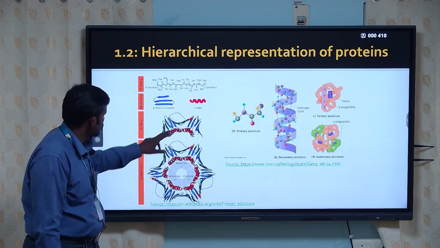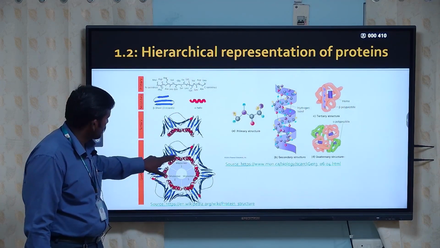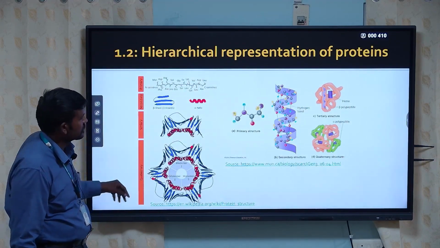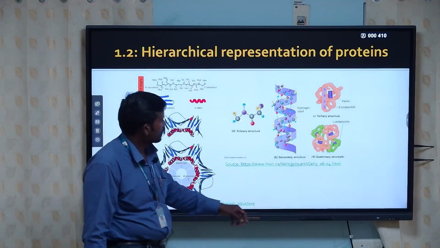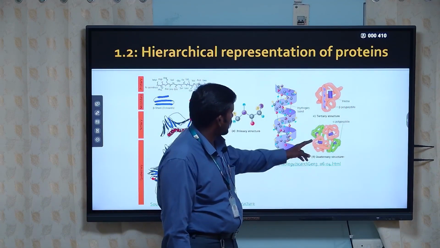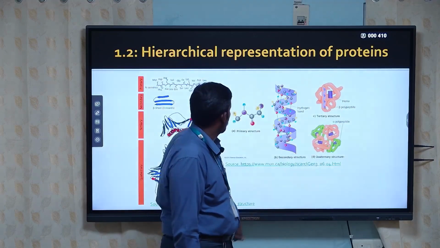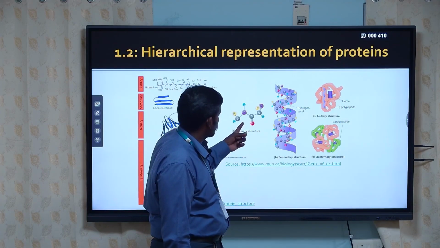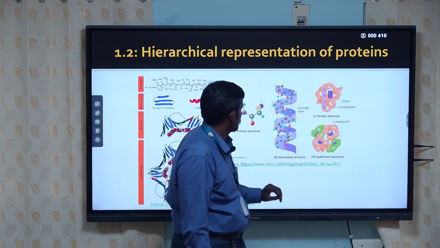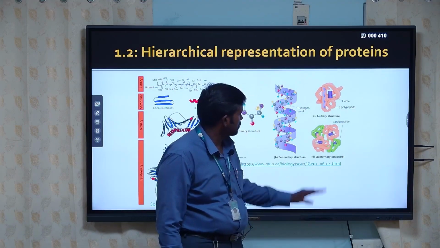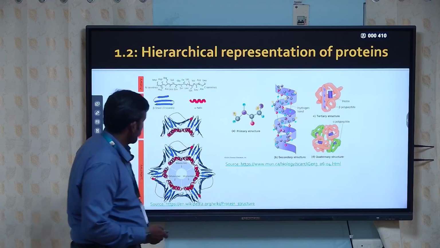You can see here, this is one monomer. This monomer connected with three other monomers will form one proper structure. The best example is hemoglobin. Here you can see the hemoglobin structure, which contains four tertiary structures. So this is the primary structure of amino acids, the next one is the secondary structure, then you have the tertiary structures, then quaternary structures.